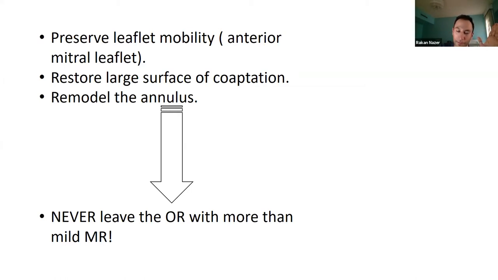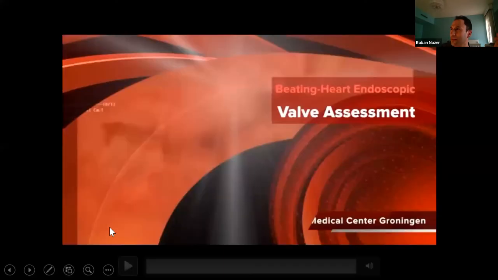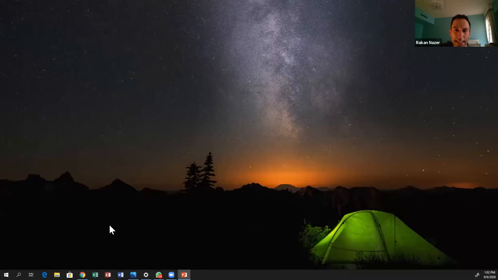Sometimes you do a beautiful repair, but the gradient is high, 8 or 9. That's not a repair. Now you've converted the regurgitation to a stenosis. You basically close the valve. I think this is it.